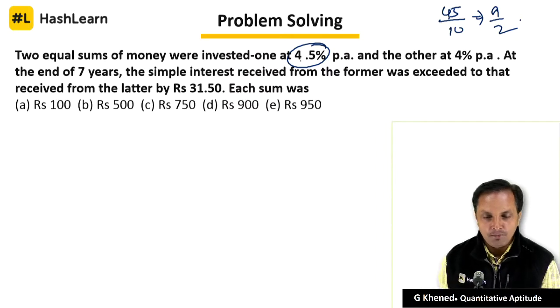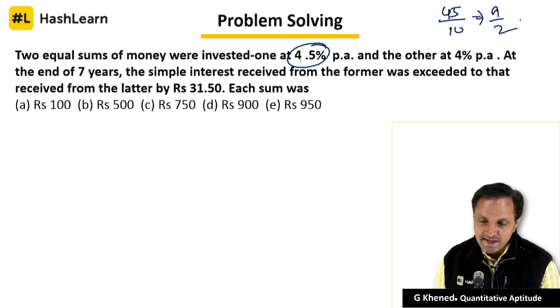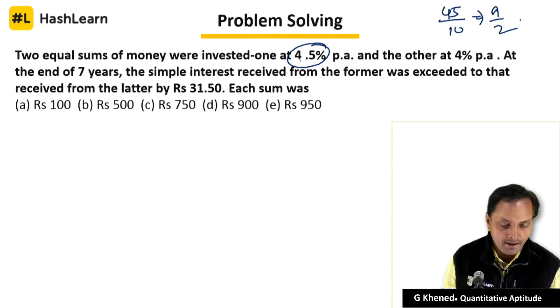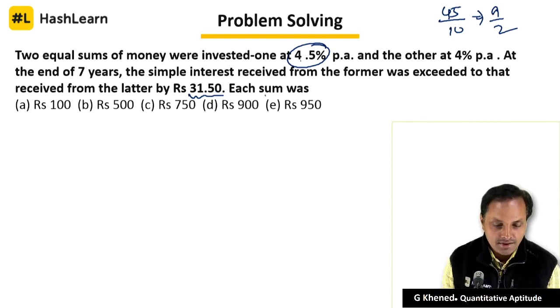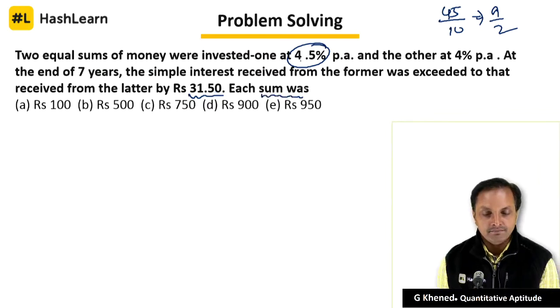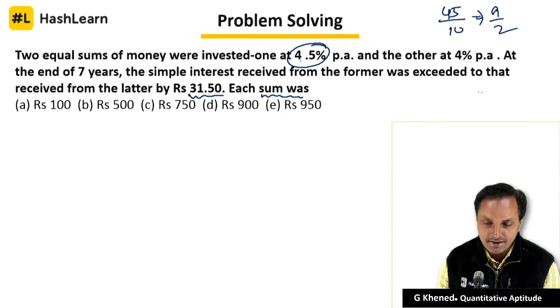One at 4.5% per annum and the other at 4% per annum. At the end of 7 years, the simple interest received from the former exceeded that received from the latter by 31.50. Then what was each sum? So how to do it: the difference is bigger minus smaller.